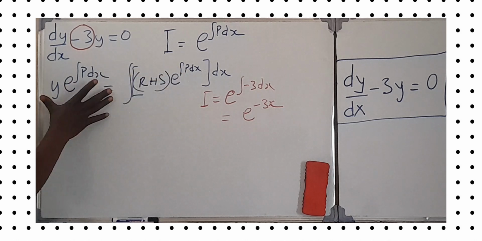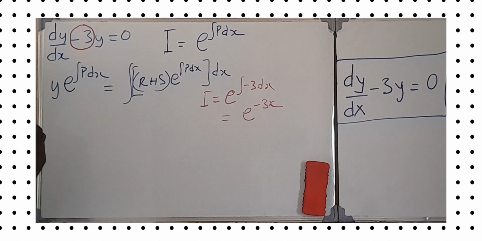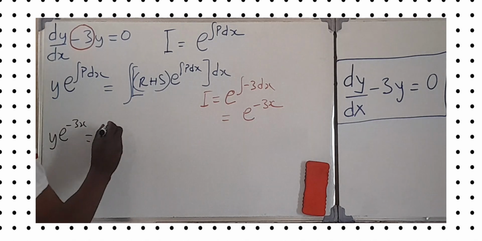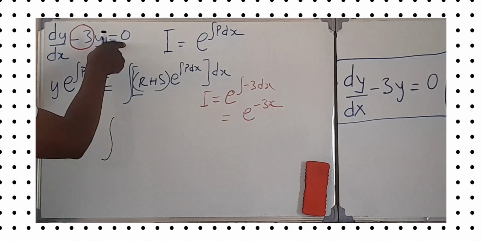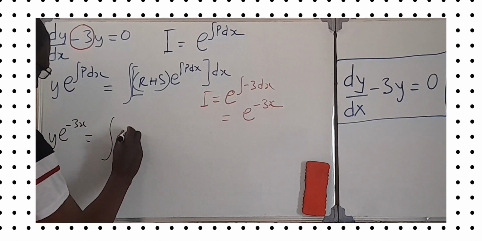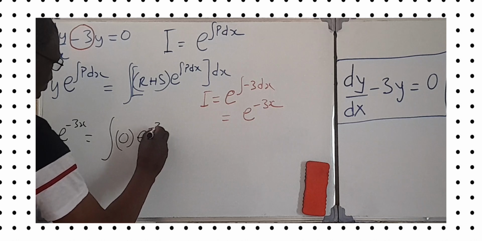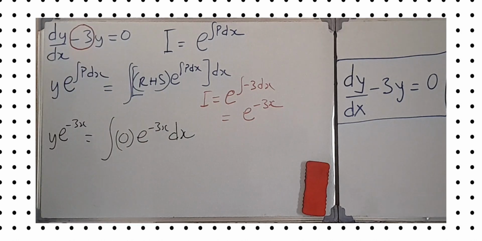So we come down here, we substitute for everything. It then becomes y multiplied by e to the power minus 3x is equal to the integral of the right-hand side, in our case here, is 0, multiplied by e to the power minus 3x with respect to x.